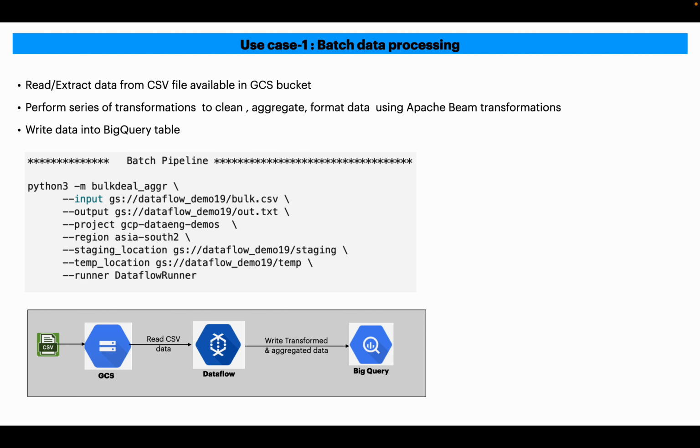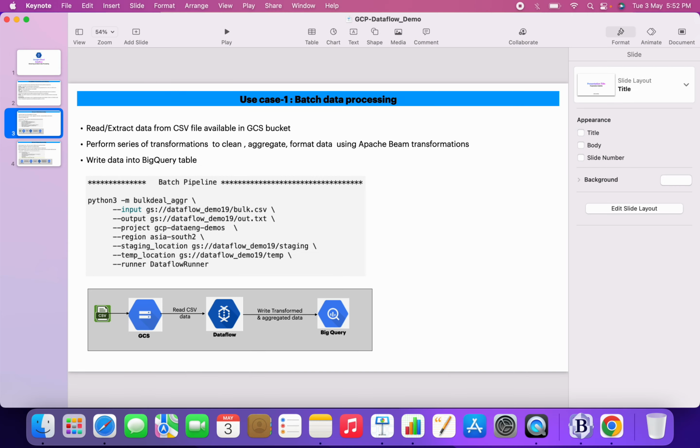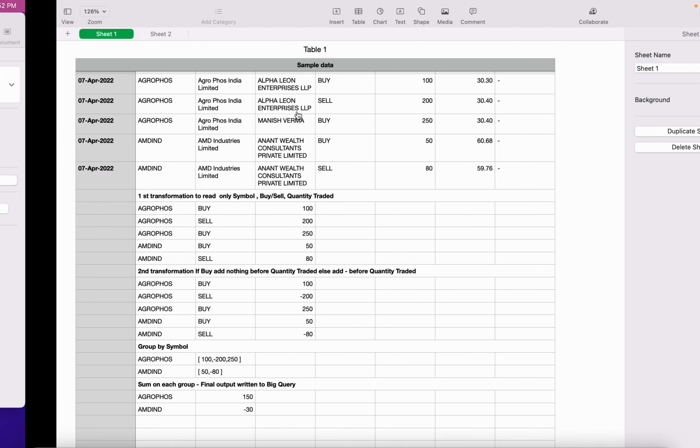Before going to the demo, I would like to explain the commands used to run this pipeline and also the code. First of all, I will explain the transformations we are going to perform as part of this pipeline with some sample data. Then I'll come back to this slide and explain the particular command, how we are going to run this pipeline. So let me go to the sample data.